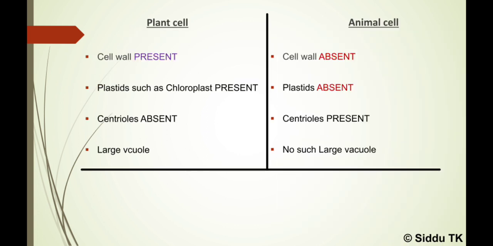This is the comparison between animal cell and plant cell. In the plant cell, cell wall is present. In the animal cell, cell wall is absent. In the plant cell, plastids such as chloroplast are present. In the animal cell, plastids are absent. In the plant cell, centrioles are absent, but in the animal cell, centrioles are present. In the plant cell, we can observe a large central vacuole. In the animal cell, there are no large vacuoles.